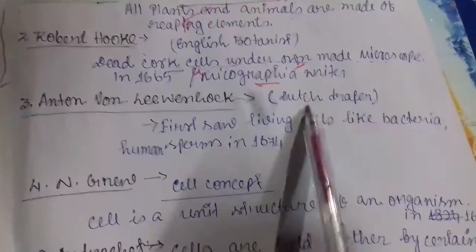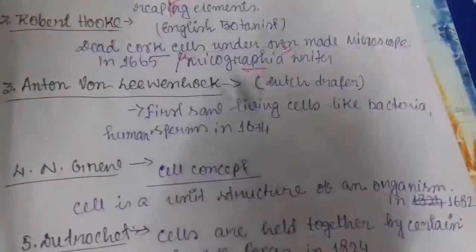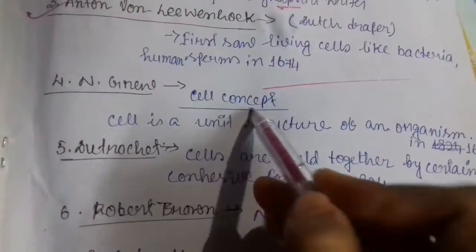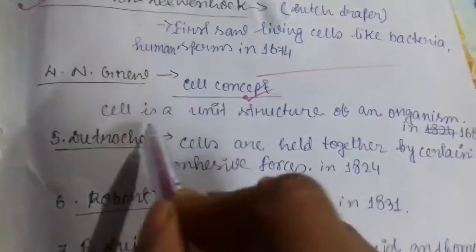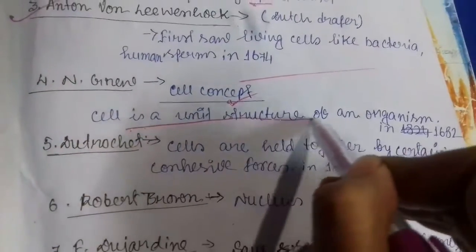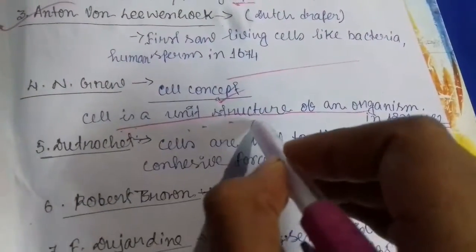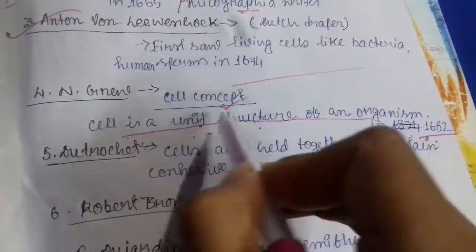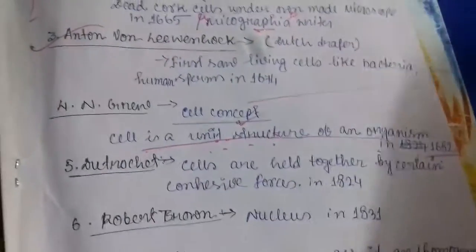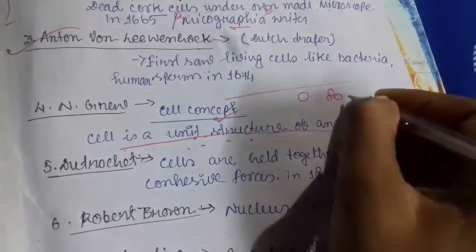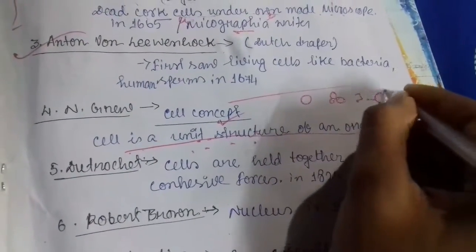Anton van Leeuwenhoek was a Dutch trader who saw living cells like bacteria and human sperms in 1674. Then came Nehemiah Grew, who spoke about the cell concept. In this he said the cell is a unit structure of organisms. In 1682, he said the unit structure of organisms is the structural unit which makes the structure: first the cell, then cells make tissue, then organ system, then a whole organism.